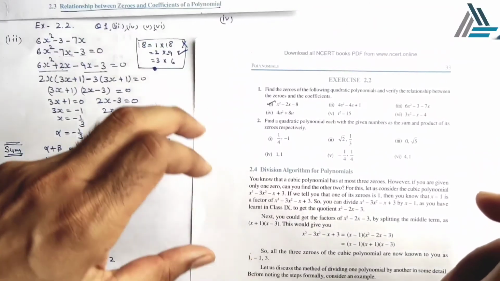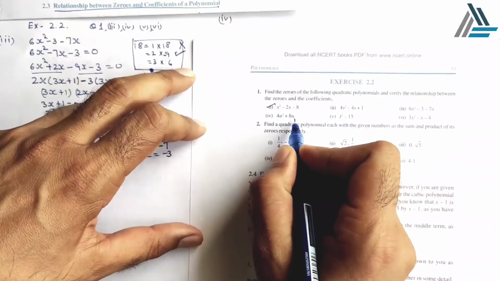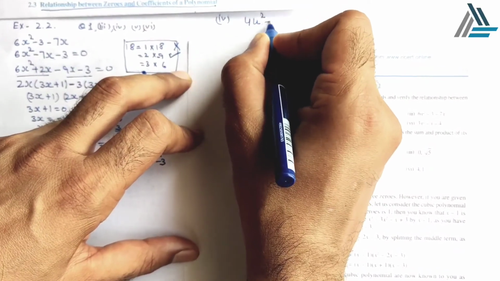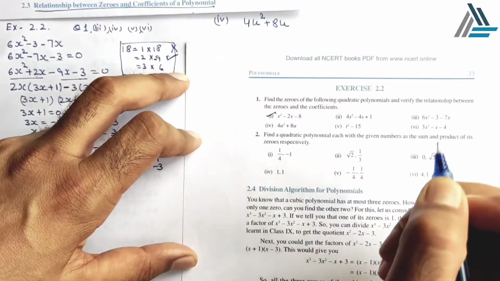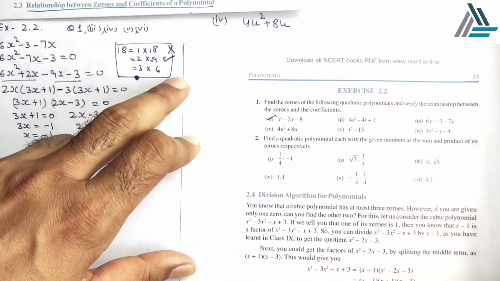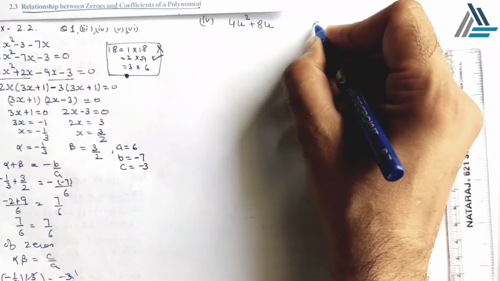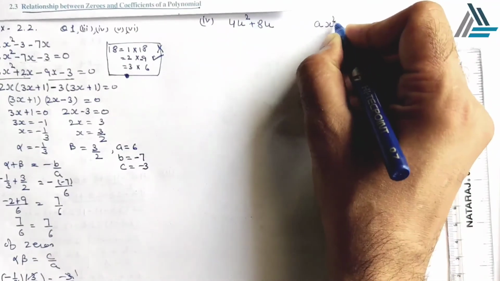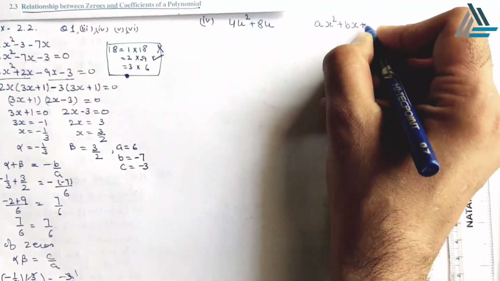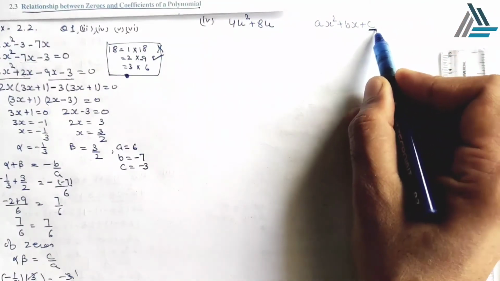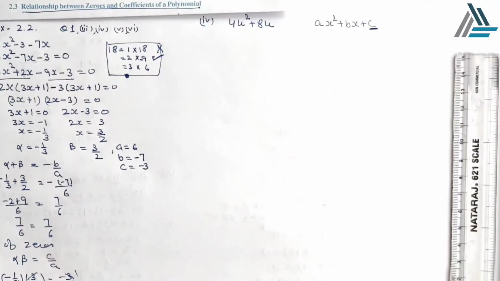In the fourth part, 4u squared plus 8u. If we compare this with the quadratic equation, as we know the quadratic equation is ax squared plus bx plus c, here the missing term is the constant term. Here there is no constant. Let's see in this case how we can solve this equation.